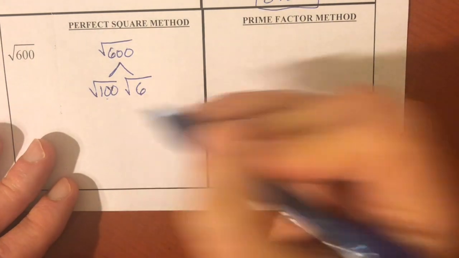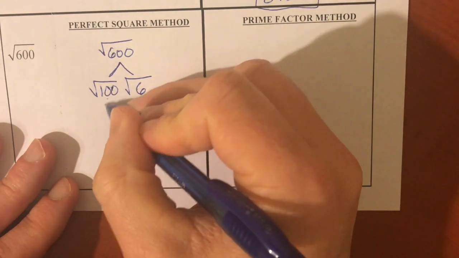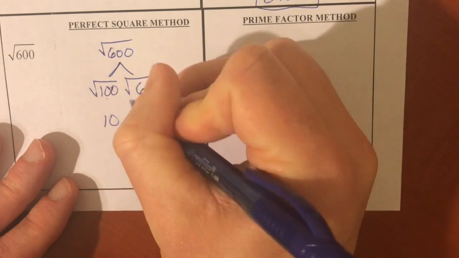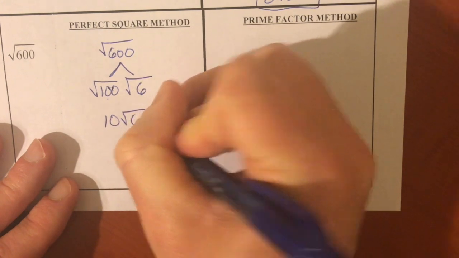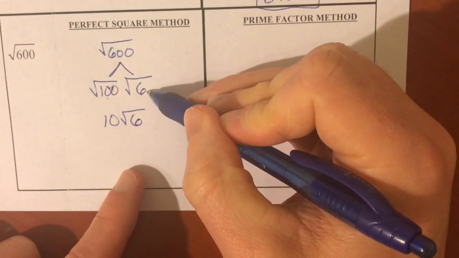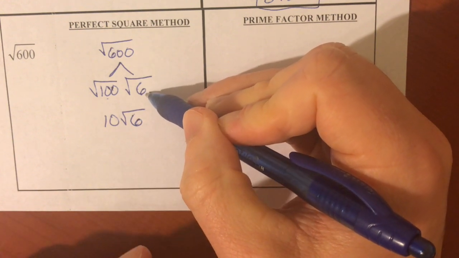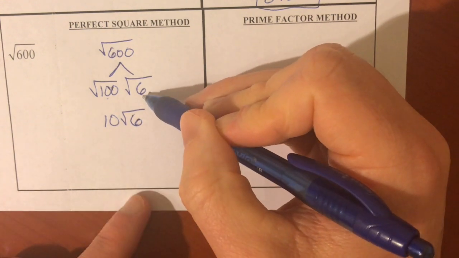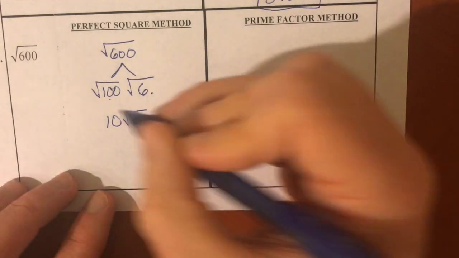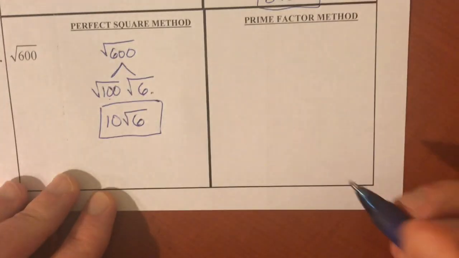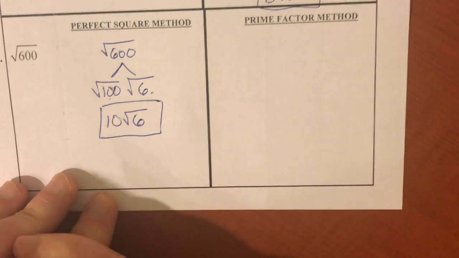And now take the square root of your perfect square. The square root of 100 is 10. Root 6. 6 is not a perfect square, and no perfect squares go into it. You might be thinking, no, 6 breaks down to 2 times 3, but neither one of those is a perfect square, so root 6 is completely reduced. So your final answer is 10 root 6.